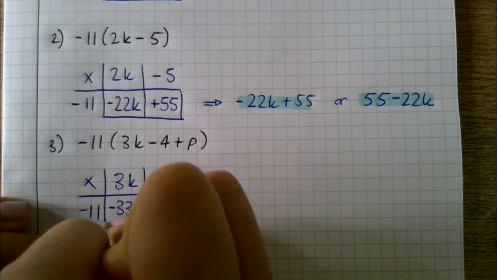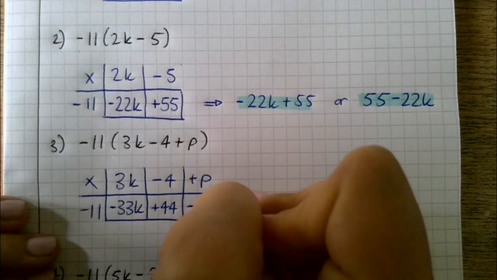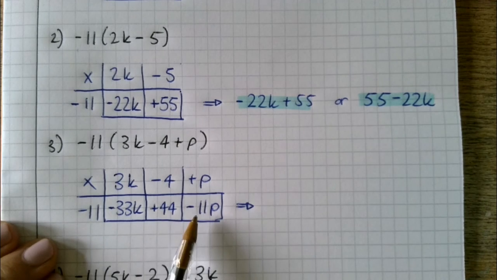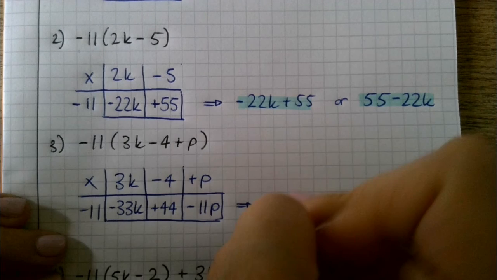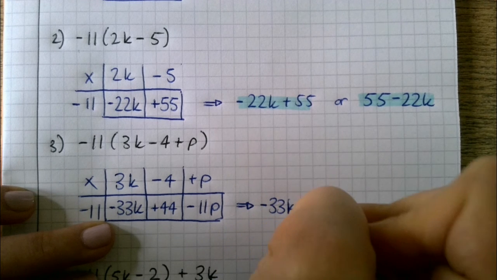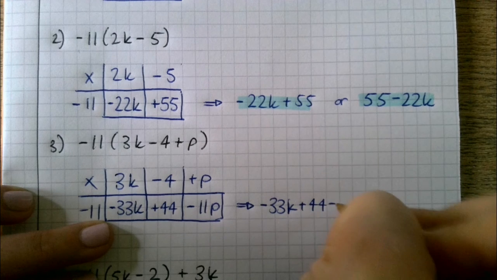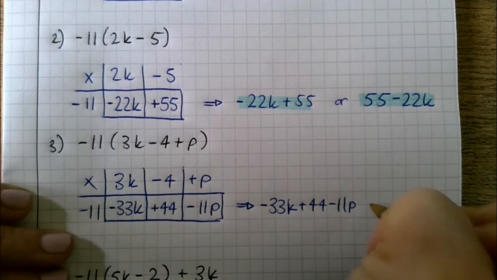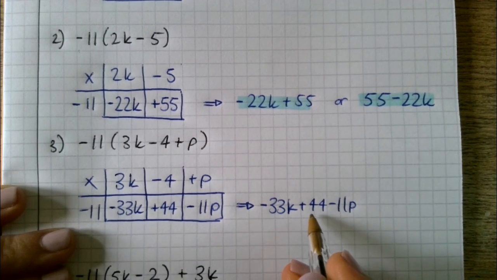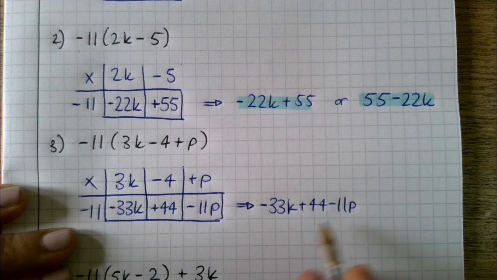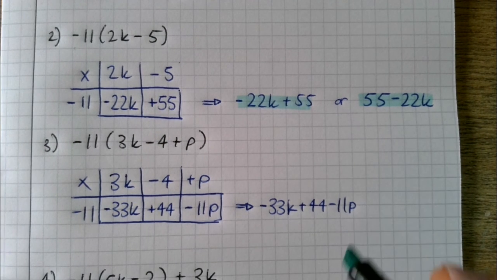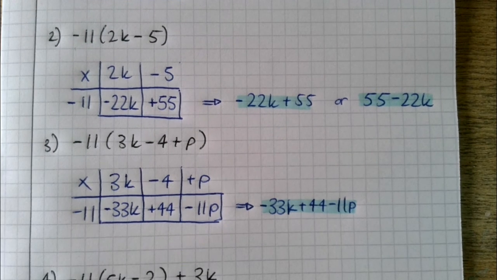And I'm going to add up everything in my grid to get my final answer. And you can write this in any order you like. So if I just write it in the order it appears, it would be negative 33k plus 44 subtract 11p. Or we could rewrite it with the positive term at the beginning, so 44 subtract 33k minus 11p, but it's not completely necessary to do that. So I'm just going to leave it.